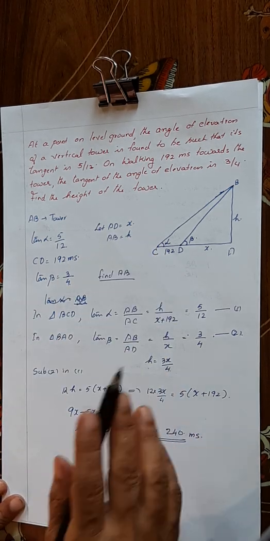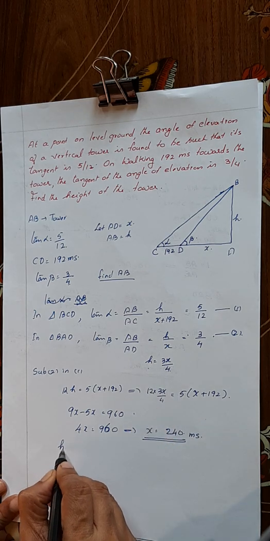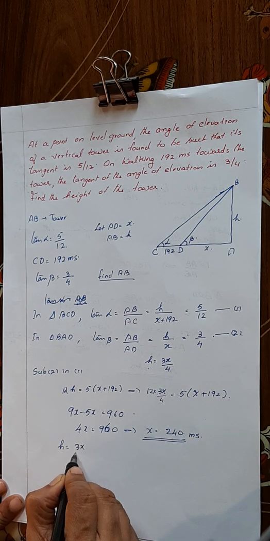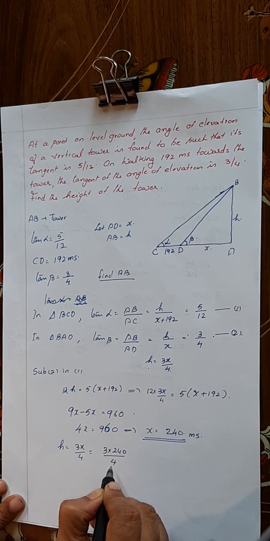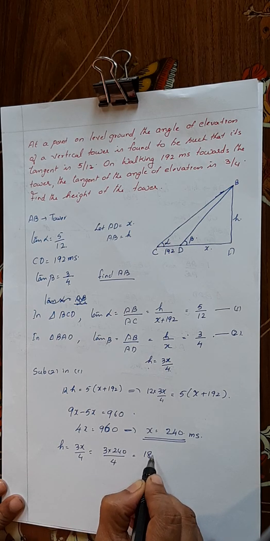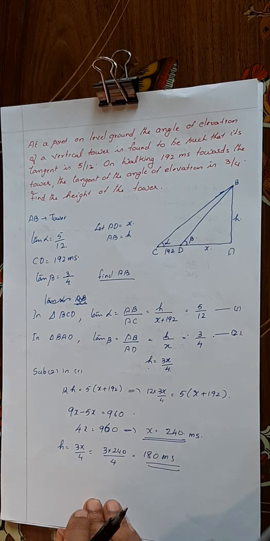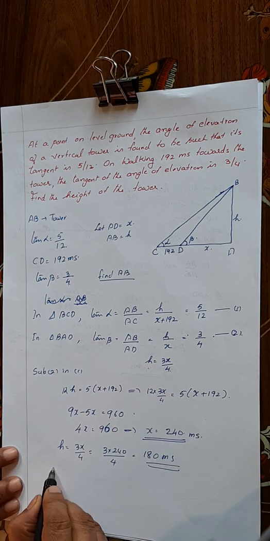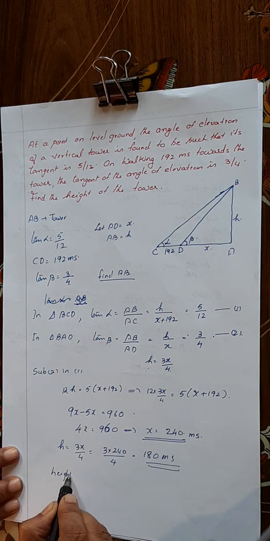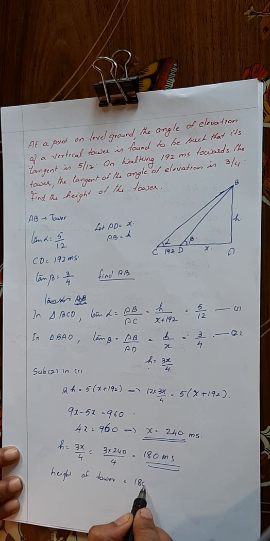Yes. Now we have to find the height. Now substitute in this. So h is equal to 3x by 4. So 3 into 240 by 4, that is 180 meters. So we have to find the height of the tower. So height of tower is equal to 180 meters.